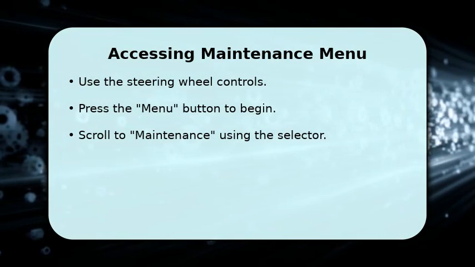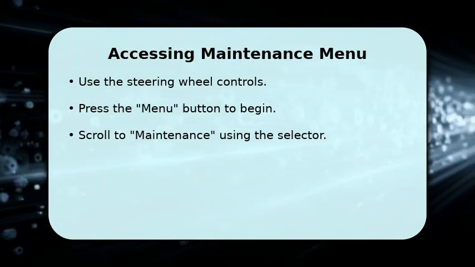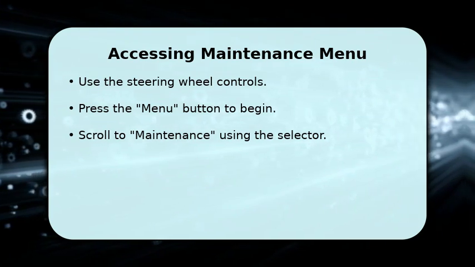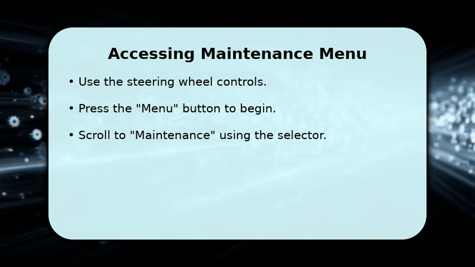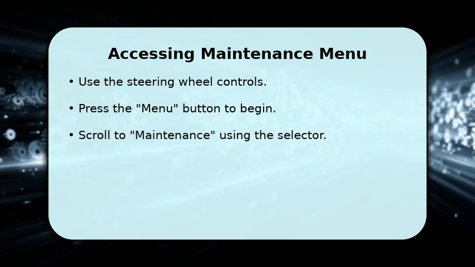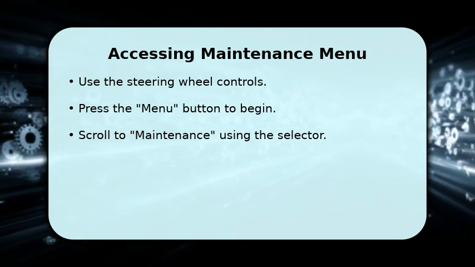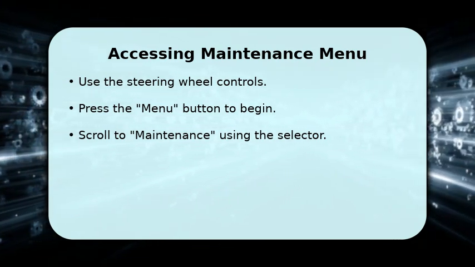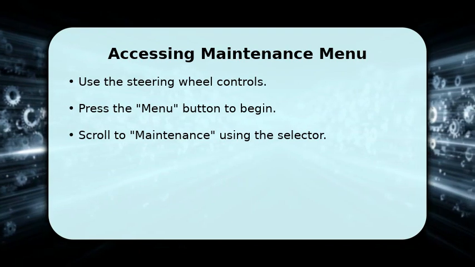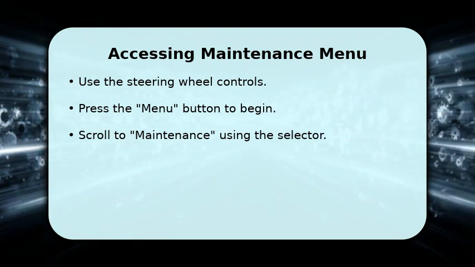To access the Maintenance menu, use the buttons on your steering wheel. Typically, you'll press the menu button to bring up the main options on your display. Then, use the up and down arrows or the selector wheel to scroll through the choices until you find Maintenance. This section holds all the important service indicators for your vehicle.